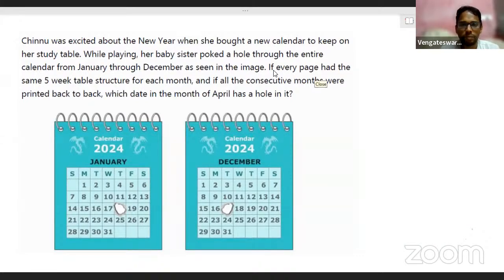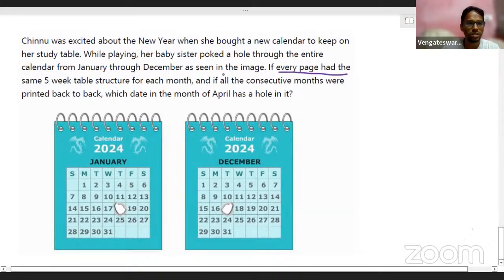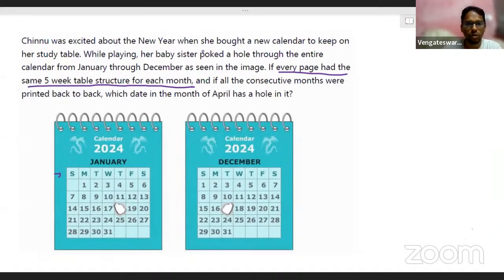Yes, the arrangement is the same for all the months. That is what is given as one of the points in this question: every page has the same 5-week table structure for each month. That means you will have the same structure for every month printed in that calendar. The first row has the days of the week, Sunday, Monday, Tuesday, Wednesday up to Saturday, followed by the 5-week structure. That's how all the weeks are constructed.